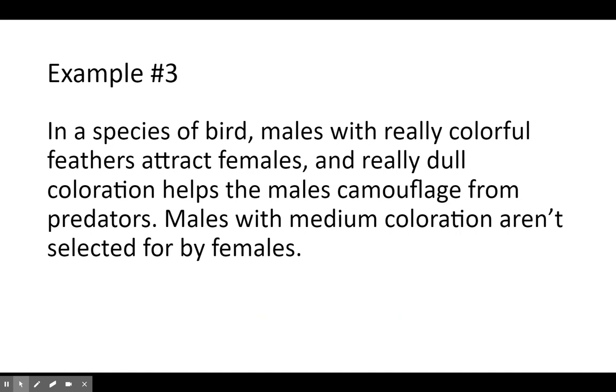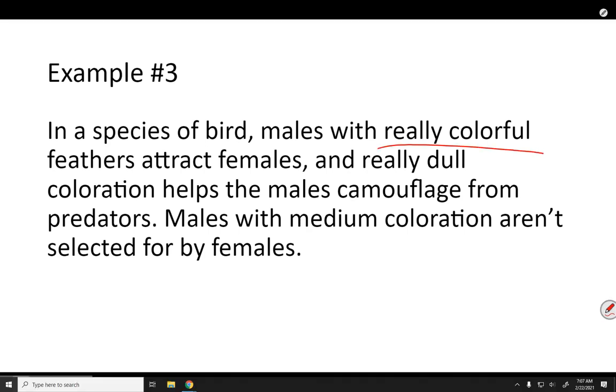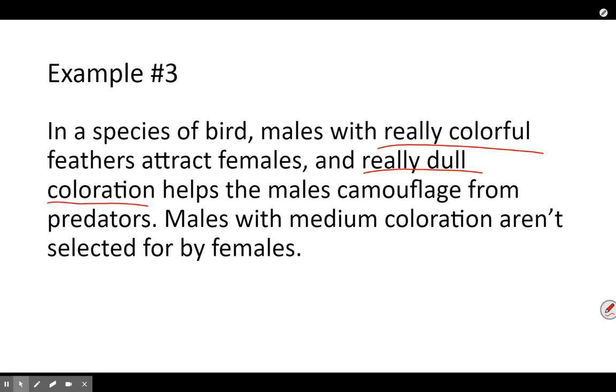Here we go. And the last one. Example number 3. It says, in a species of bird, males with really colorful feathers attract females, and really dull coloration helps the males camouflage from predators. Males with medium coloration aren't selected for by females. So, we know that really colorful is doing well. We also know that really dull is also doing well. But once again, we know that this medium coloration is not doing so hot. Okay, and if you're not breeding, it means you're probably not doing something right.